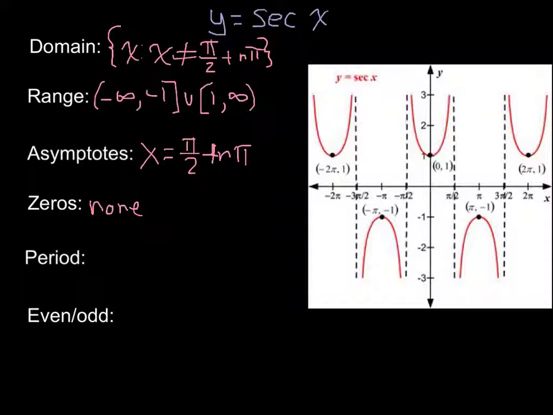And the period, since it's the reciprocal of cosine, is going to be the same period. It's going to repeat every 2 pi. And this is an even function. It is just like cosine, it's symmetric about the y-axis.